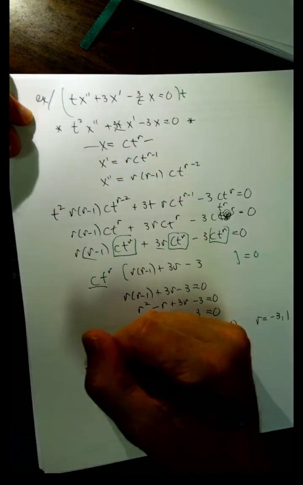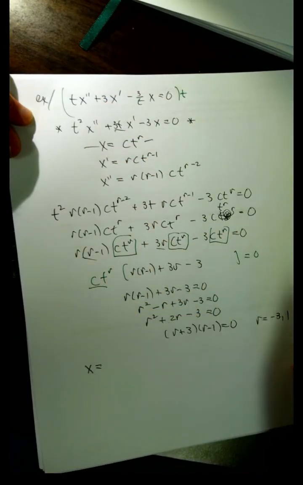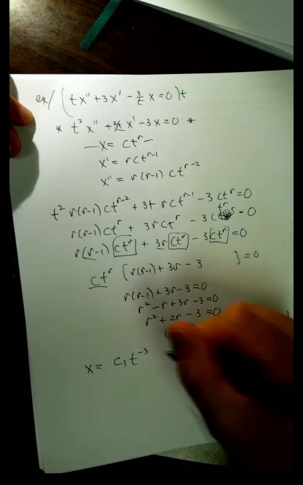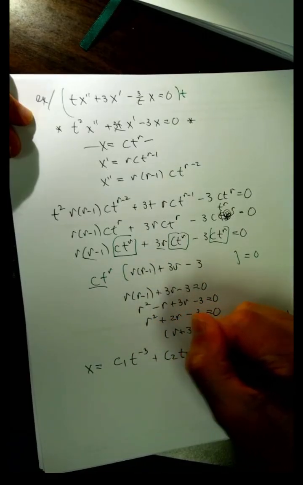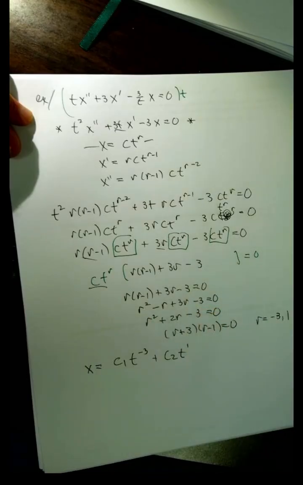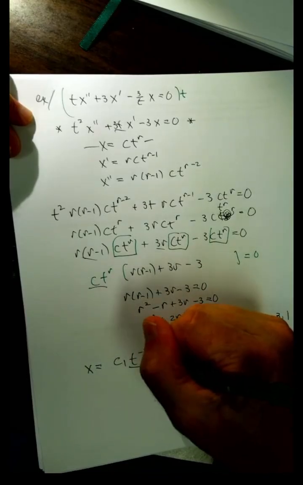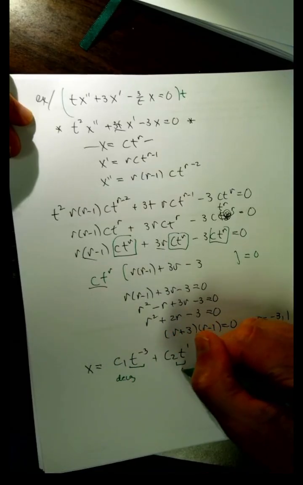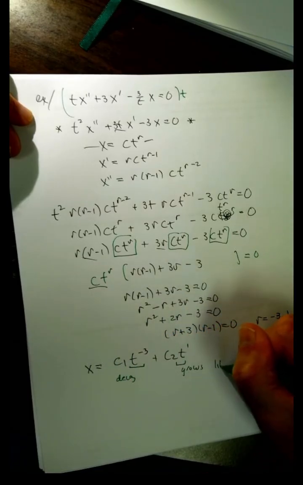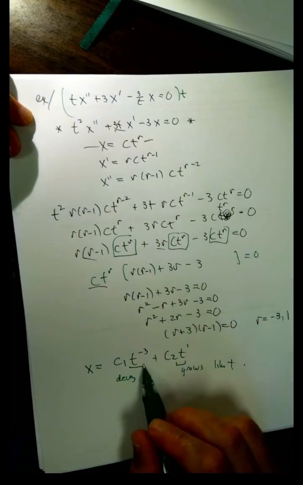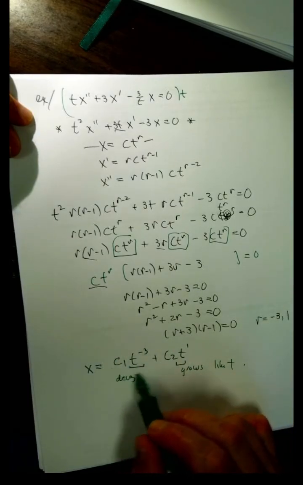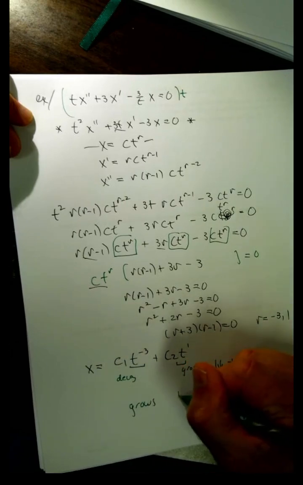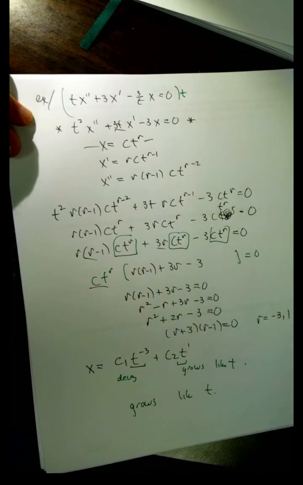So my dependent variable is x. I get two solutions. So I'm going to have c1 t to the minus 3 plus c2 t to the 1. This thing decays in time. This thing grows like t. So after a long time, this goes to 0, and I'm just left with this. So my solution is going to grow, and the dominant term is t.